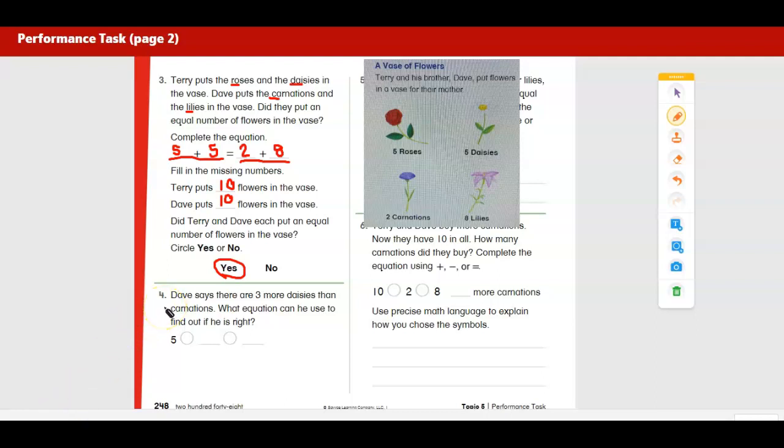For number 4, it says Dave says there are 3 more daisies than carnations. Write an equation he can use to find out if he is right. So he put the number 5 to show the number of 5 daisies. And we said that when there are 3 more of something, it can also be saying there are 3 less. So we're going to subtract. And we are going to subtract the 3 that Dave says there would be. Then we would solve for 5 minus 3, which gives us 2.